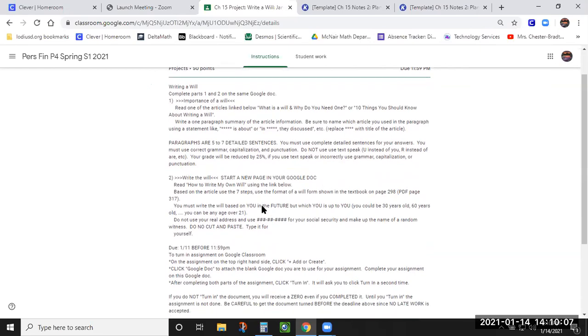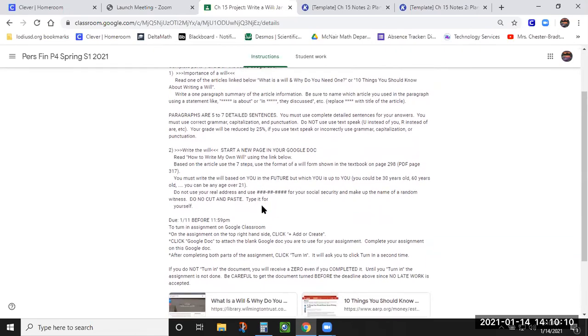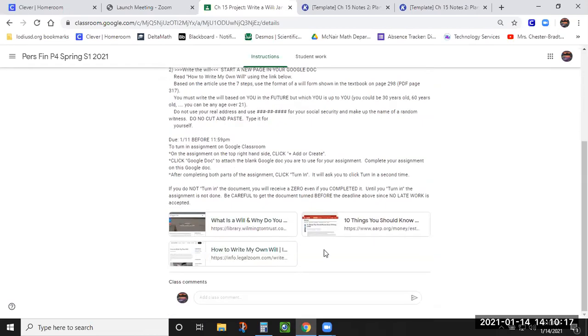Okay. Then the second piece, in the same Google document, you're just going to start a new page in it. You're going to then write a will. Okay. Down at the bottom, there is an activity called how to write my own will, and it's got 7 steps that it mentions in it. Okay, you are going to use those steps and the format that's on the PDF page 317 of our book to write a will for yourself.